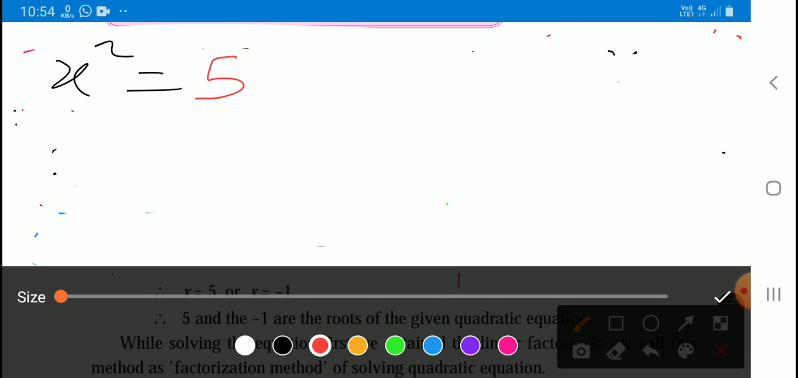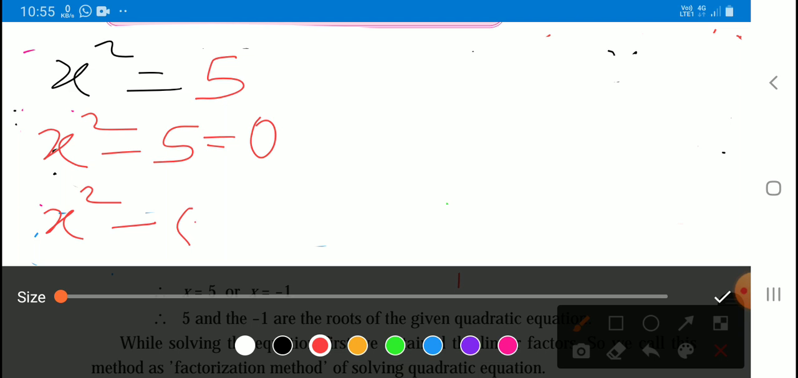Here 5 is not a perfect square, so I will write this example this way: x square minus 5 is equal to 0. Now look, x square minus 5 means x square minus root 5 bracket square is equal to 0.